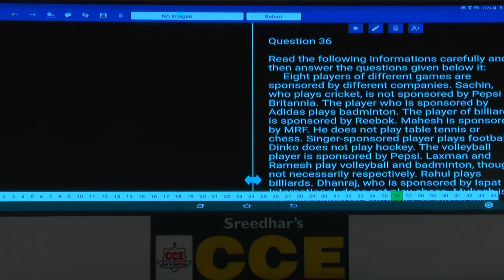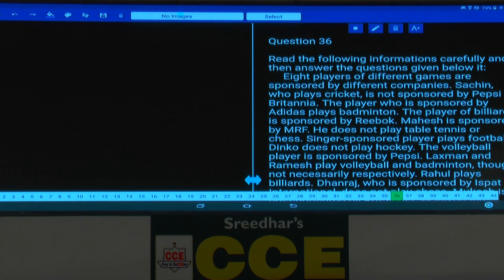Who are the players here? Now, unlike the previous set of questions wherein the persons and the games were given, here it is not clearly described. In the statements, we need to find out who are the players and what are the games. In the questions, 8 players, Sachin and Mahesh and Lakshman and so on, 8 persons, and each of them plays a different game. Games will also be given, and each of them is sponsored by a different company. That description used to be given, but here there is no information regarding that. Now we need to find out the person and the games and the sponsors as well.